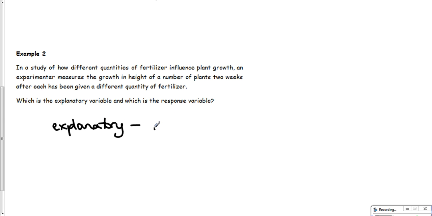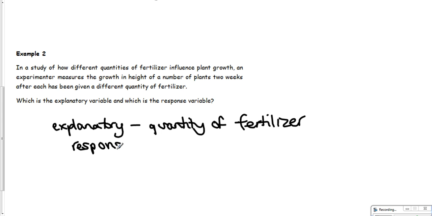Explanatory is the quantity of fertiliser. That's the one we can control. And then the response is the growth in height. So if you give it more fertiliser, it will grow more, probably up to a certain point, at which point you would perhaps have given it too much fertiliser, and then maybe that would affect its growth again. So make sure you're aware of which axis you will put the 2 variables on.